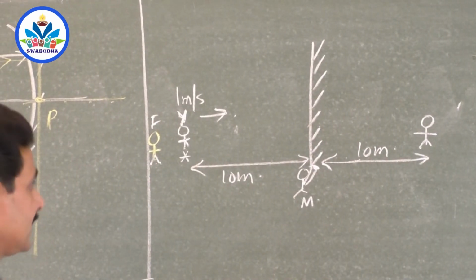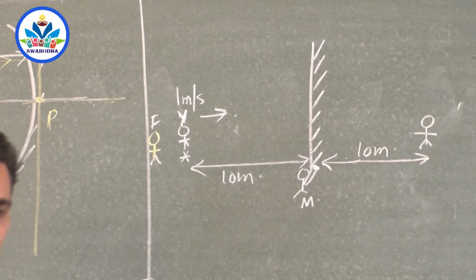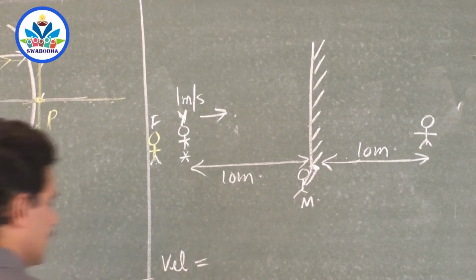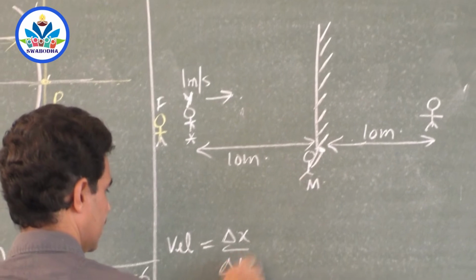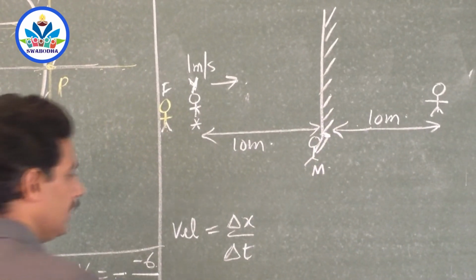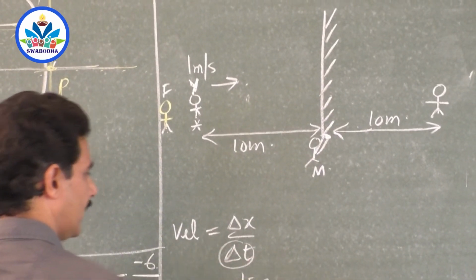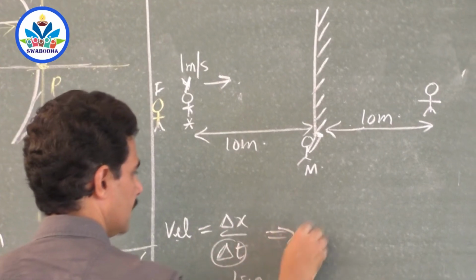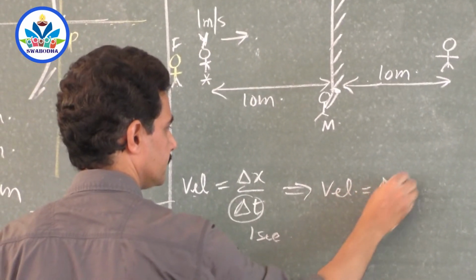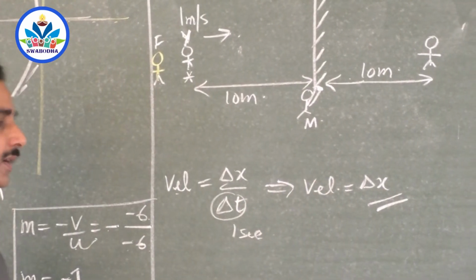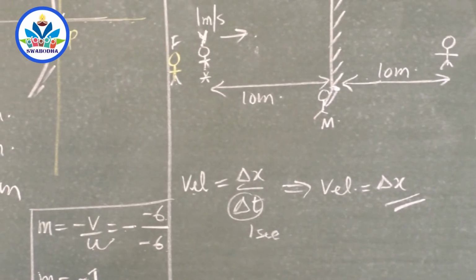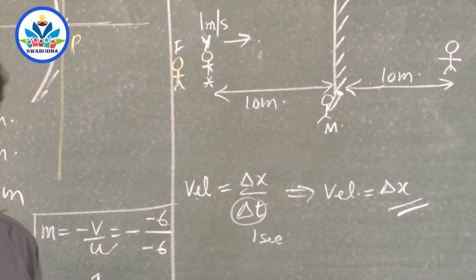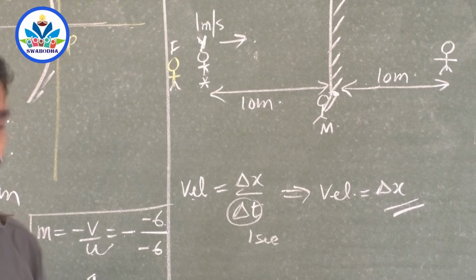Now, let us see the situation after 1 second, because always remember, what is velocity? Velocity or speed is the rate of change of displacement, displacement divided by time taken. If time taken is 1 second, velocity becomes equal to displacement itself. For example, if a car is moving at 10 meters per second, in 1 second how much distance will it travel? 10 meters. It is automatically true.